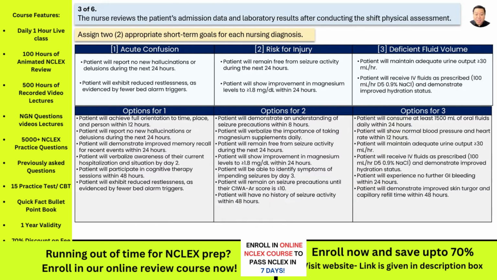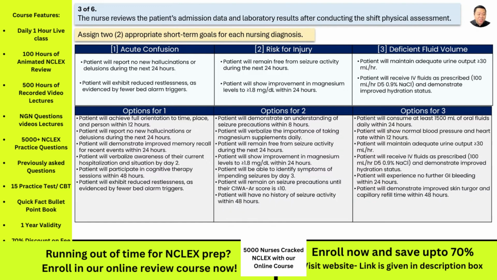Now, the next option here, patient will experience no further GI bleeding within 24 hours. Although controlling the gastrointestinal bleeding is very important, it is not directly related to fluid volume deficit. We know that managing hydration and fluid balance is the priority. And the GI bleeding requires ongoing medical management as well.